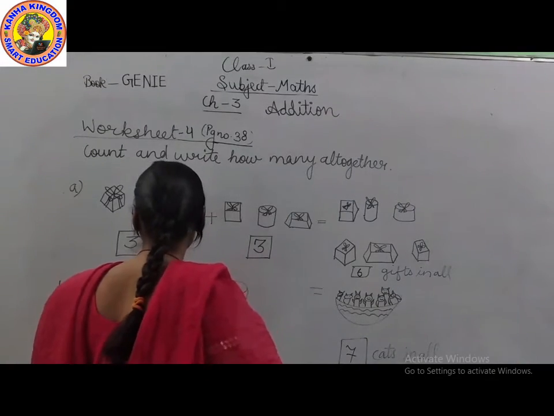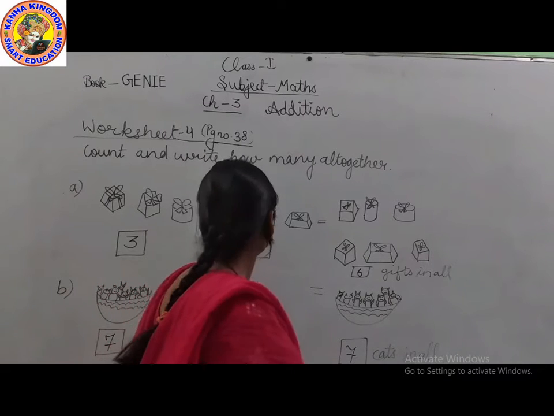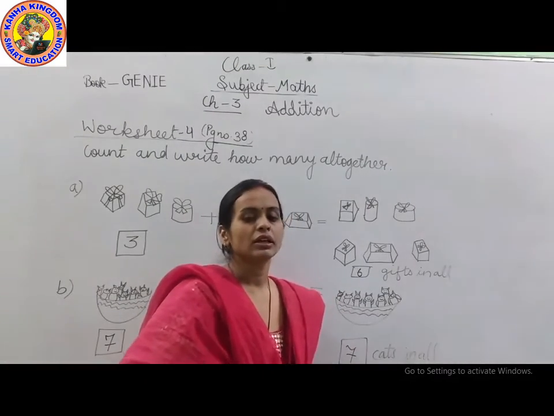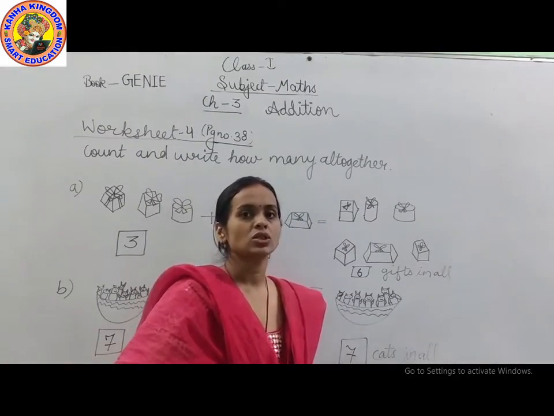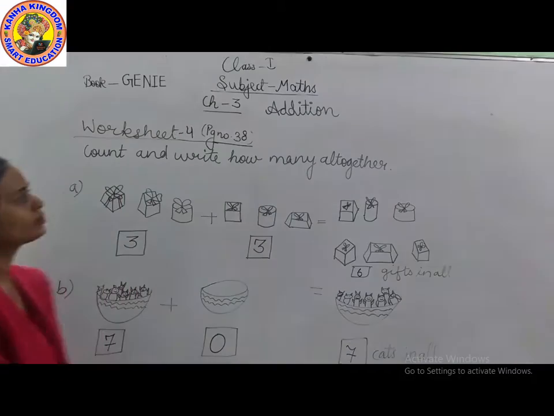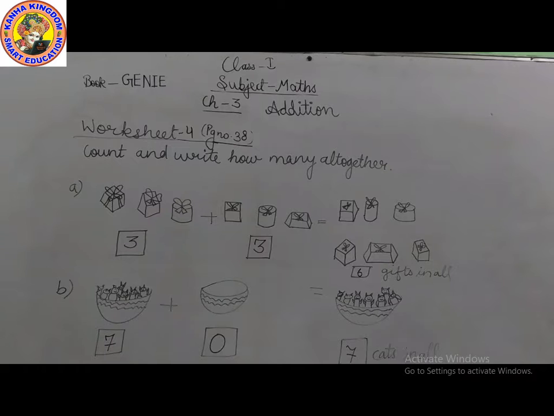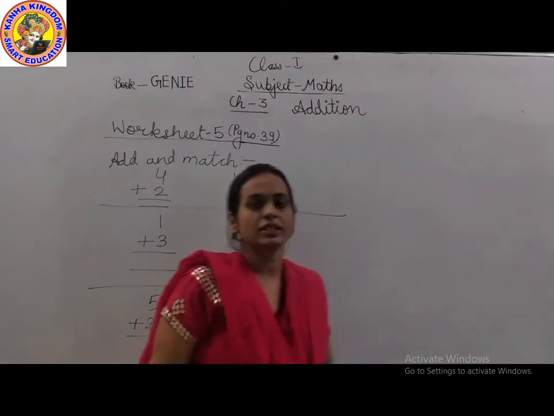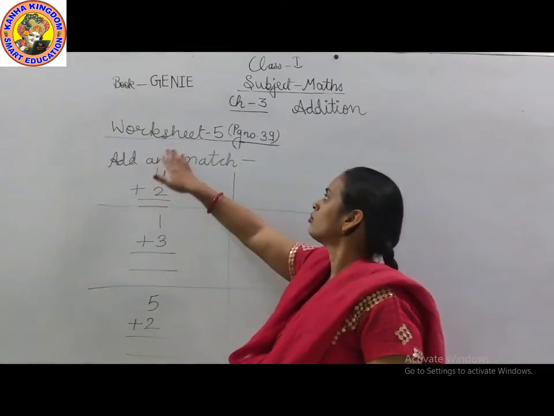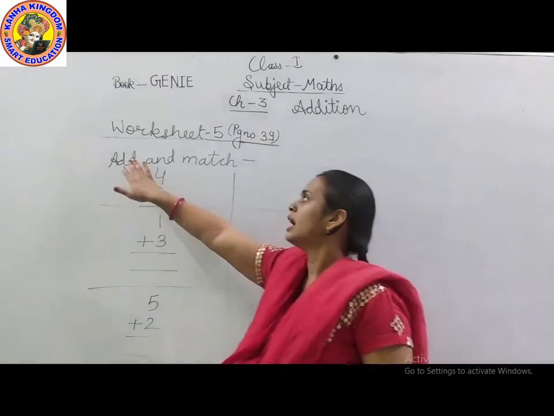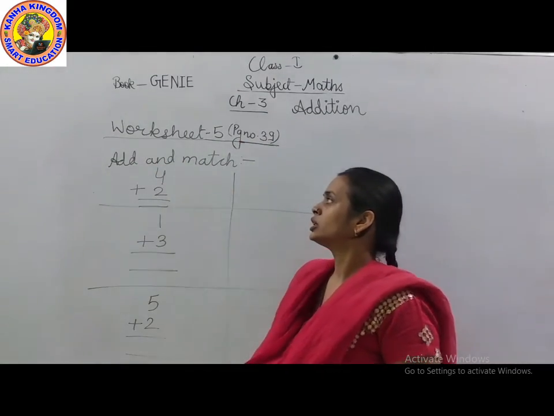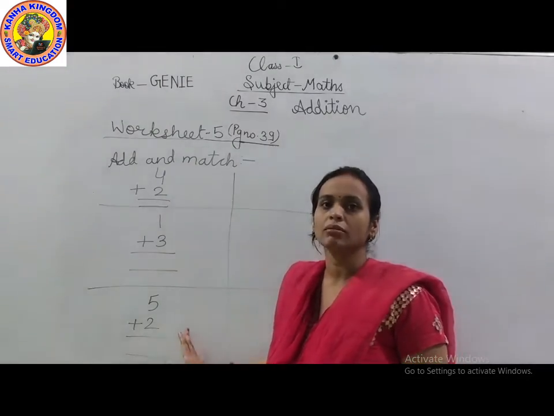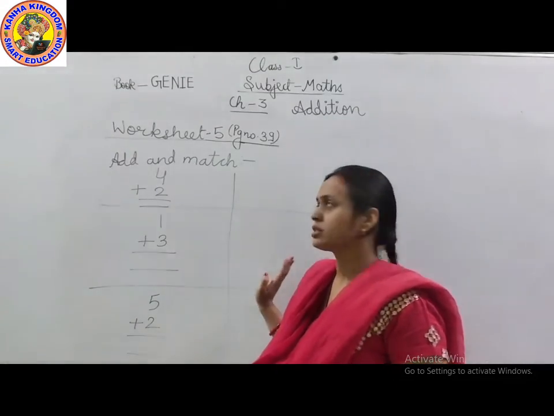Now in the second, 7 plus 0. So 7 plus 0, 7 cats in all. Okay? Solve the rest, questions C and D, in your Genie book. Now our next worksheet is worksheet 5, page number 39, add and match. So in your book, first you solve the sum and match it to the correct answer.